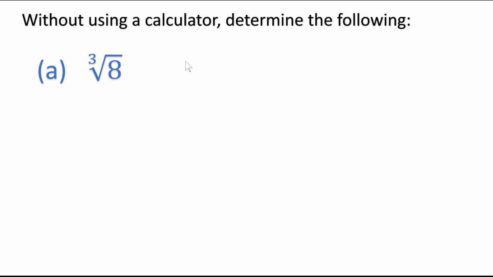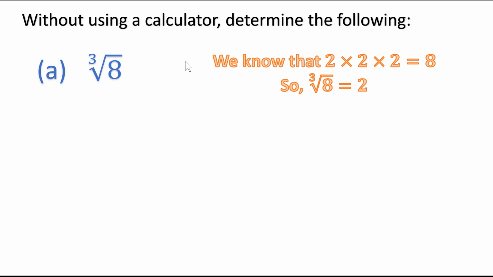Cube root of 8, that's the number you would multiply by itself 3 times to get 8. And that number is 2. 2 times 2 times 2 will give you 8. So the cube root of 8 is 2, because that's what cube root means. Cube root of 8 times cube root of 8 times cube root of 8 is 8. So the cube root of 8 must be 2, because that's what you multiply by itself 3 times to get 8.